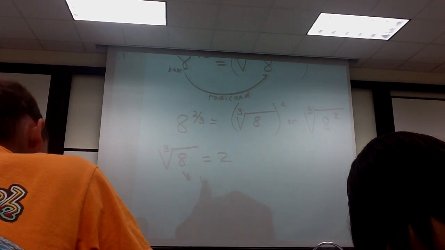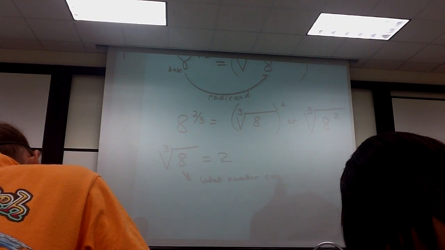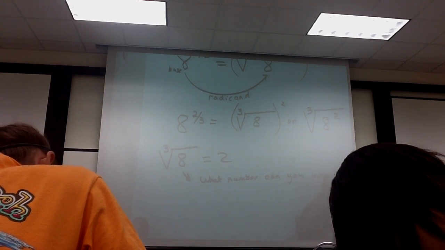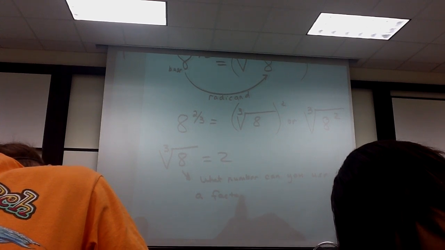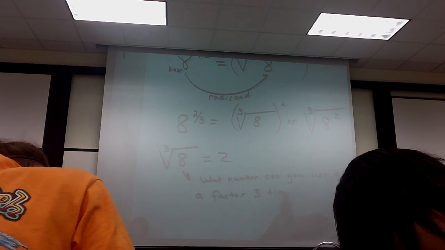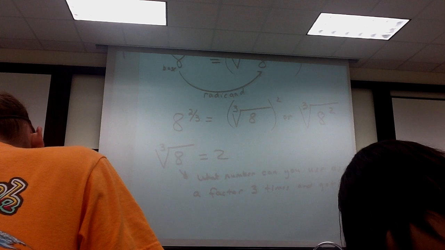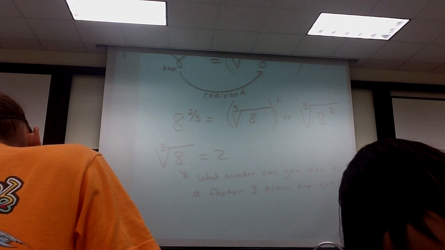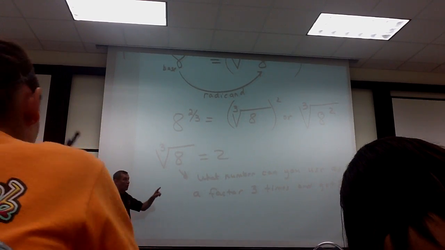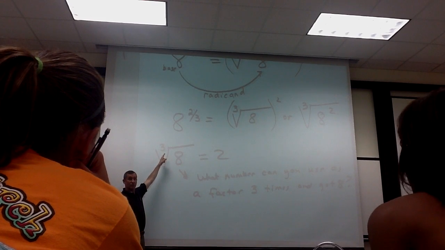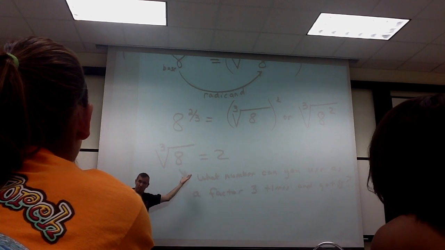But again, the question: what number do you use as a factor, that means multiplication, 3 times and get 8? So anytime you have a radical expression, it's basically asking a question. What number can you use as a factor the index number of times and end up with the radicand? That's basically the concept.